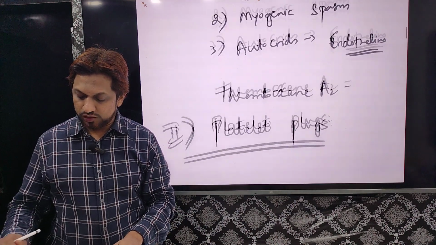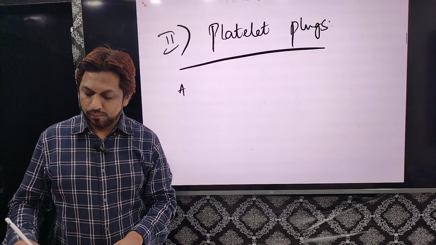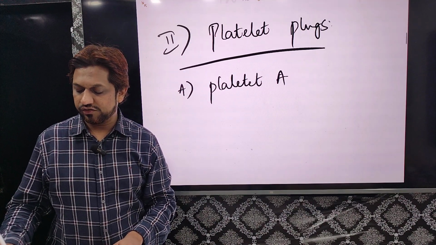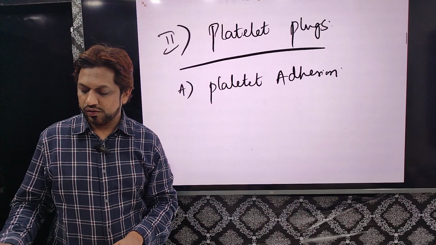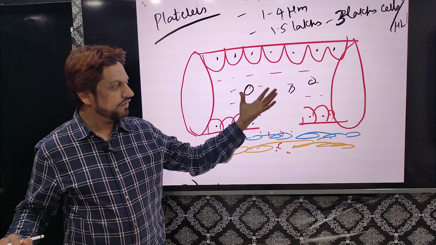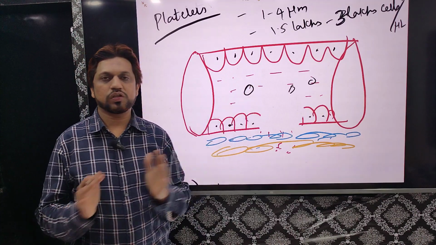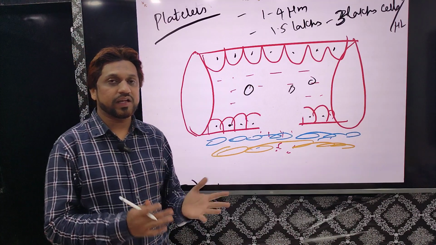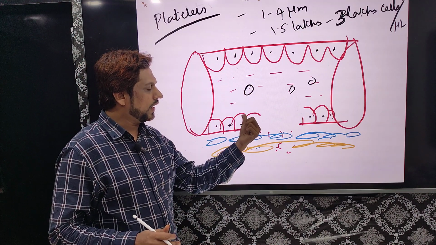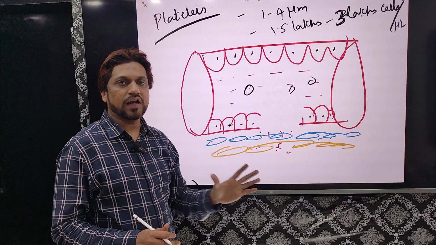Now the first one will be platelet adhesion. Normally the platelets which are circulating in the blood vessels will not come and stick to the endothelial surface. There are certain anticoagulant mechanisms which we'll discuss later. They will repel and will not stick to these endothelial cells.